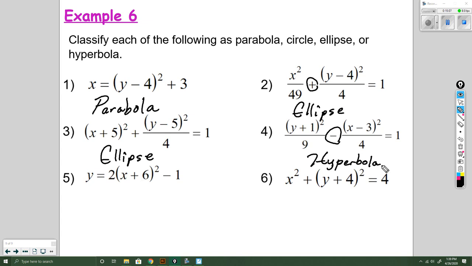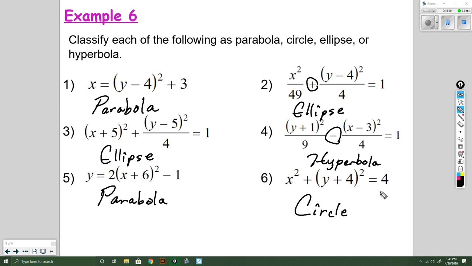All right, then 5, y is not being squared, but x is. That quantity is. All right, so that's a parabola. And then finally 6, we do have our circle. All right, both of these are being squared. There's no denominators. This thing is a circle. And also it doesn't equal 1.